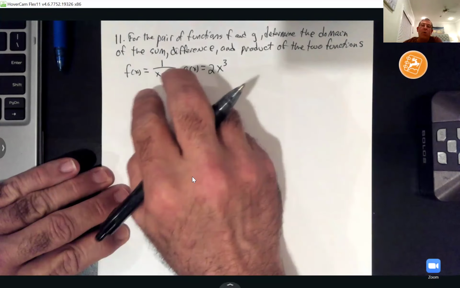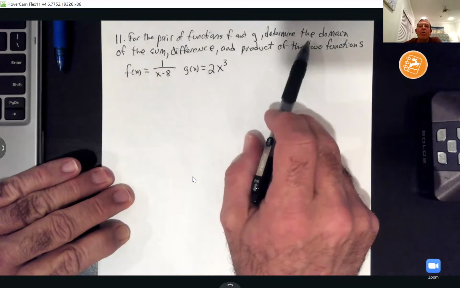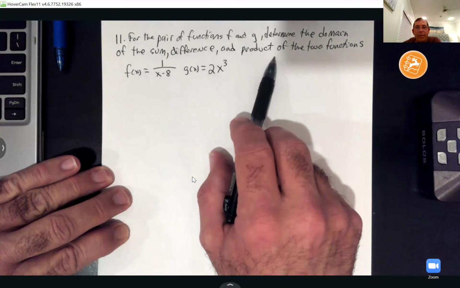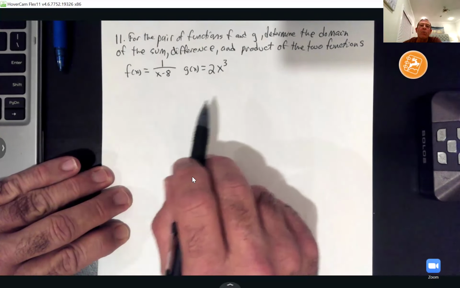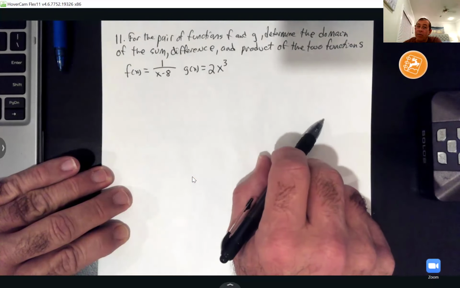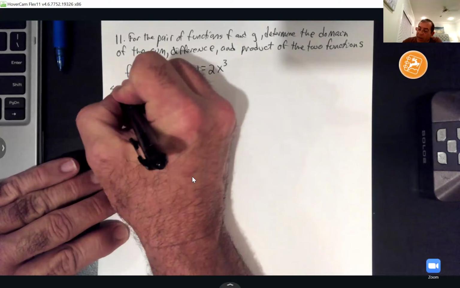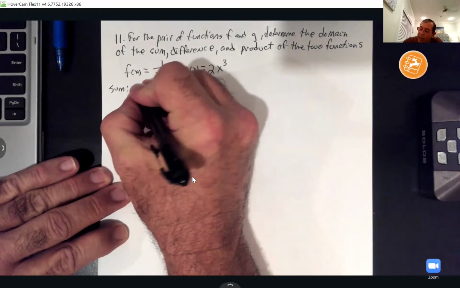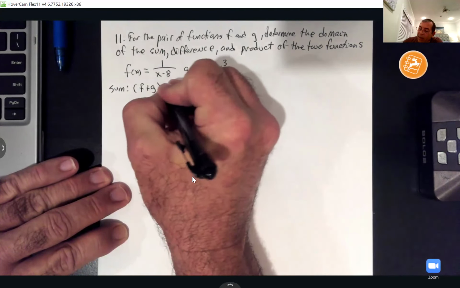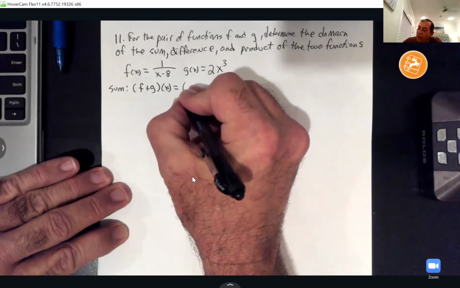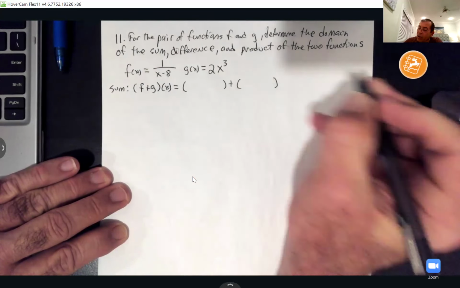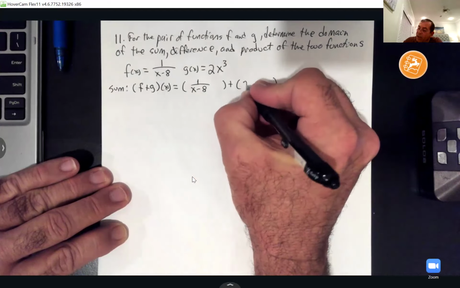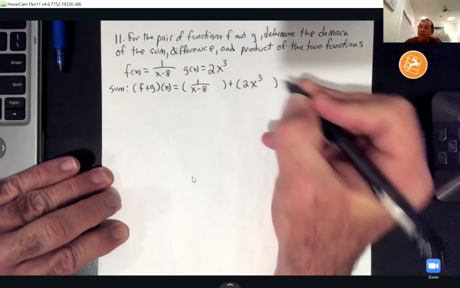Now remember, on number 11, when it asks you for the domain of the sum, difference, and product, they're all going to be the same. So whatever you get for the sum will be what you put in for the difference and product on this one, okay? So let's just figure out the sum. So the sum of these two functions will be f plus g of x. So we'll put in our f plus our g, which is 1 over x minus 8, and then g is 2x to the third.